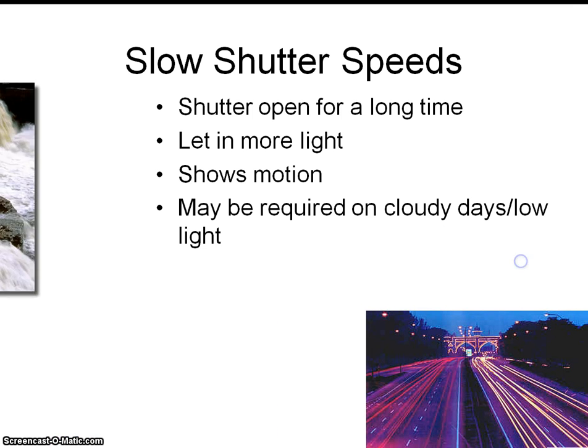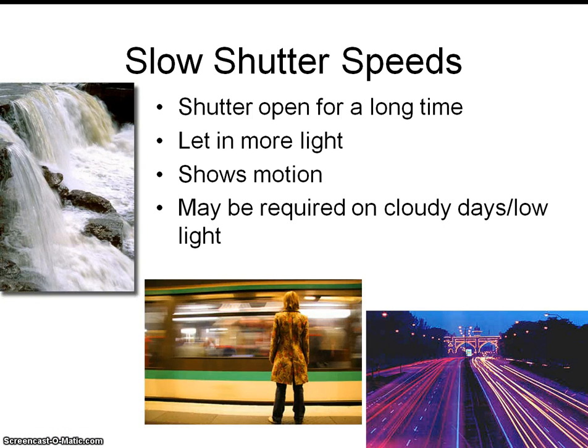So here are some slow shutter speed pictures. We've got one of flowing water, so instead of looking like individual droplets, it looks like a kind of blur. We have a person who's standing very still, so she didn't move, but the subway went past really fast, and so that is a slow shutter speed picture showing that motion. And at night here, we've got the headlights and the taillights of the traffic, and rather than looking like individual spots, they look like streaks of light. So that's a slow shutter speed.